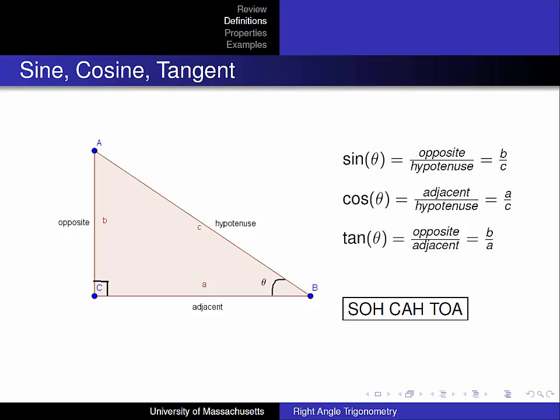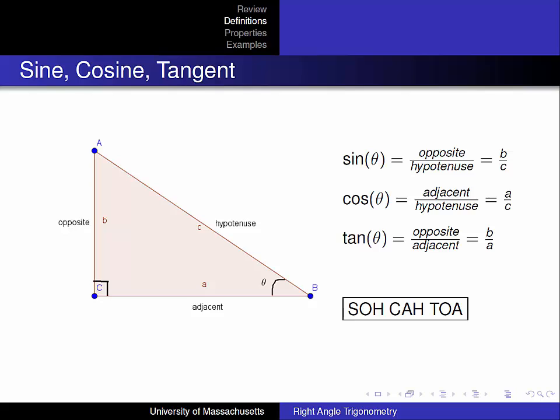Now note that we sometimes refer to this as the SOHCAHTOA definition. So if you look at each of these three different words, SOH, CAH, and TOA, the first letter refers to which trig function we're talking about. So the SOH starts with an S for sine, the CAH with a C for cosine, and the TOA with a T for tangent.